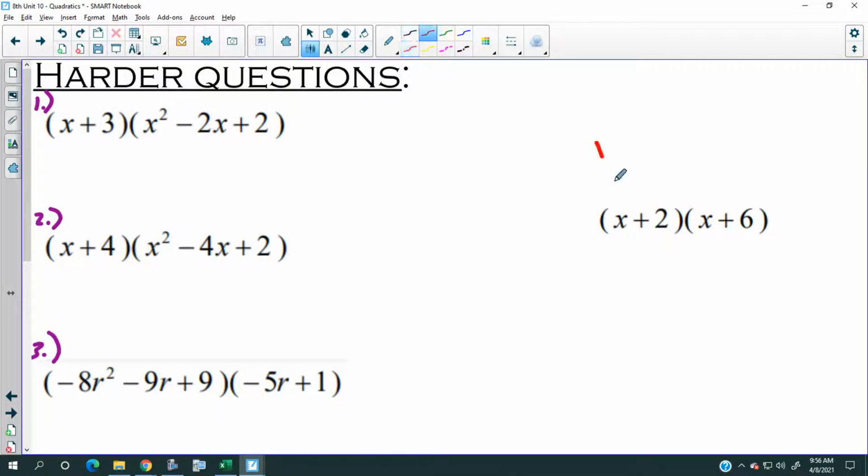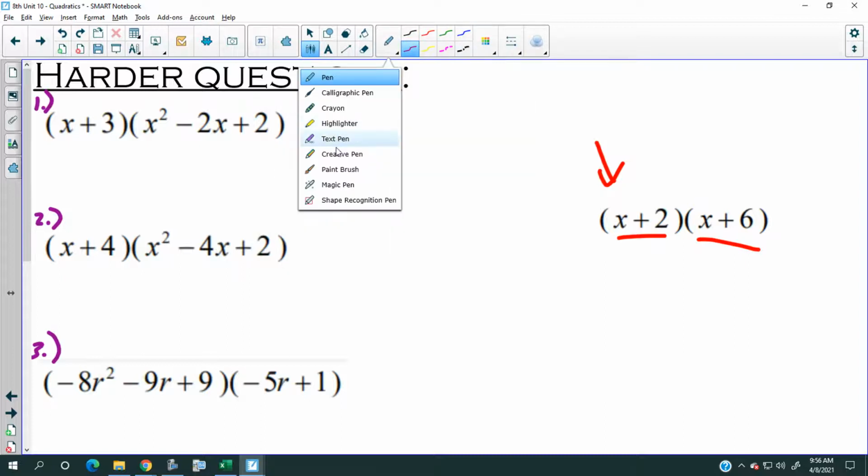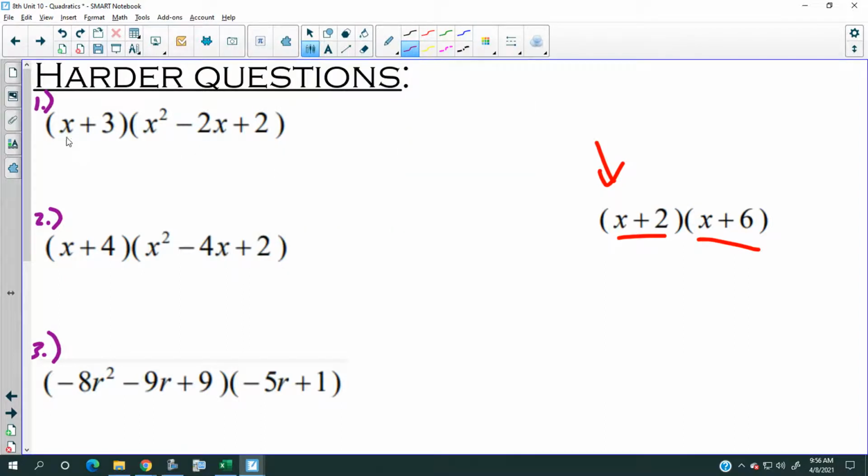How are these questions different from this? Notice these are binomials by binomials. These, I'll use my magic pen, these are binomials by trinomials. Now, seven, eight months into the school year, you already know what I'm about to say, that it's not as hard as you think, and that there is a fairly straightforward solution to this.